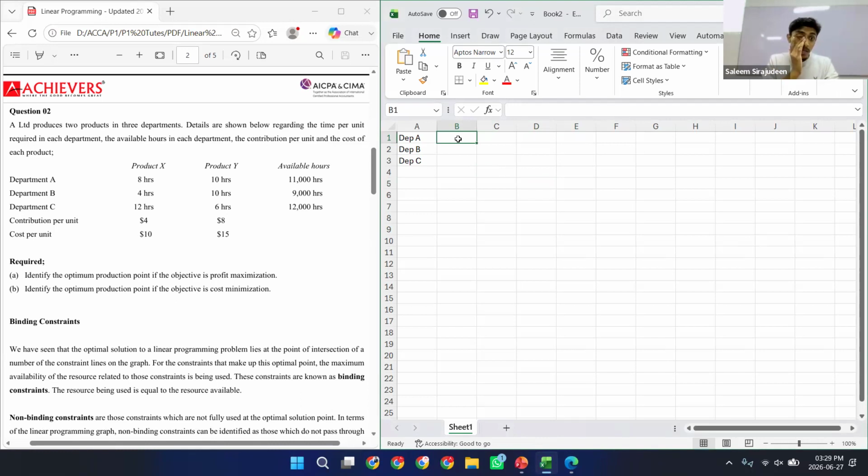Okay. So now first of all, department A. When it comes to department A, you have 11,000 hours available. If you are producing only product X, how many units will you produce? It will be 11,000 divided by 8. Yes or no? Then it will be 8x, correct? Plus 10y. Got it? Right. Equal or less than 11,000. Correct? Yes. Equal or less than 11,000.